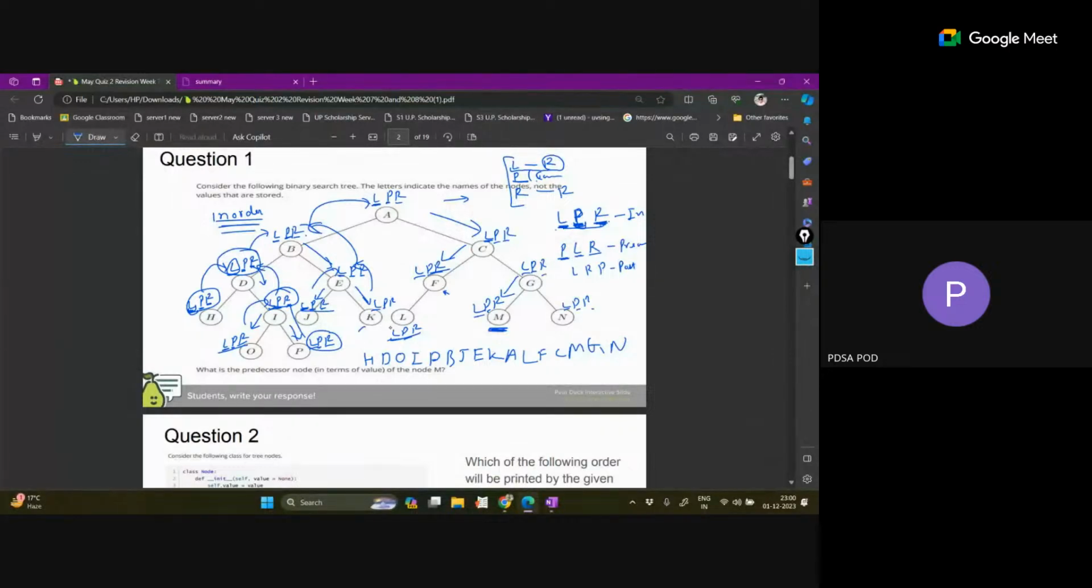Okay, so in this manner you get this sequence of the nodes, and here you can find out what the predecessor of this M is. So this sequence you always get in increasing order of value for a binary search tree. So that means this C is the closest value which is smaller than M. So C is the predecessor of M and G is the successor of M. Okay, so in that manner you can find out the predecessor and successor value.